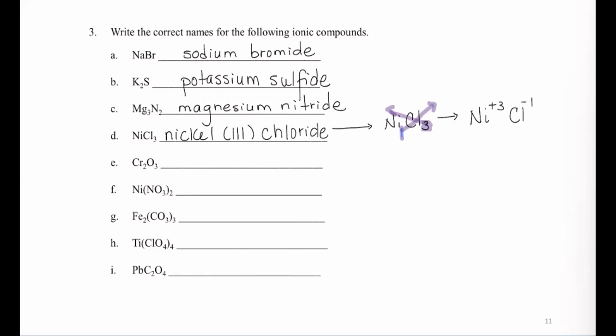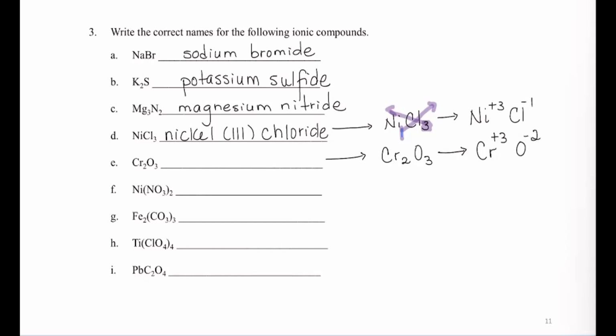Letter E. That's another transition metal, chromium. So this is Cr2O3. I know that this came from Cr plus and O negative. Based on the chemical formula given, what is the charge on that chromium? Excellent job, 3. Based on this chemical formula, what is the charge of that oxygen? Great, -2.